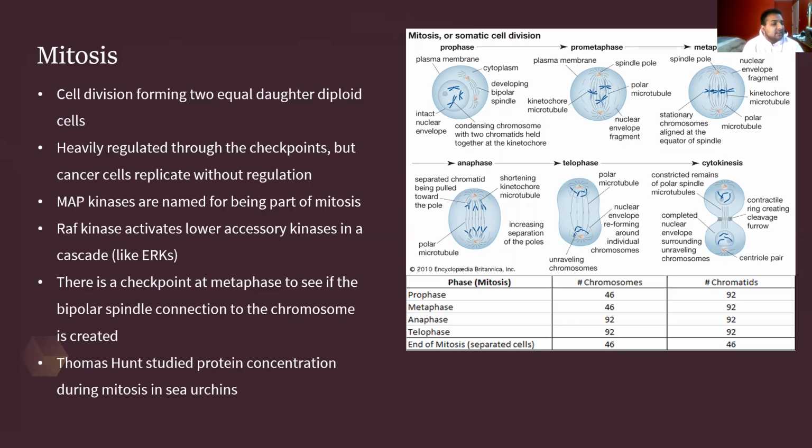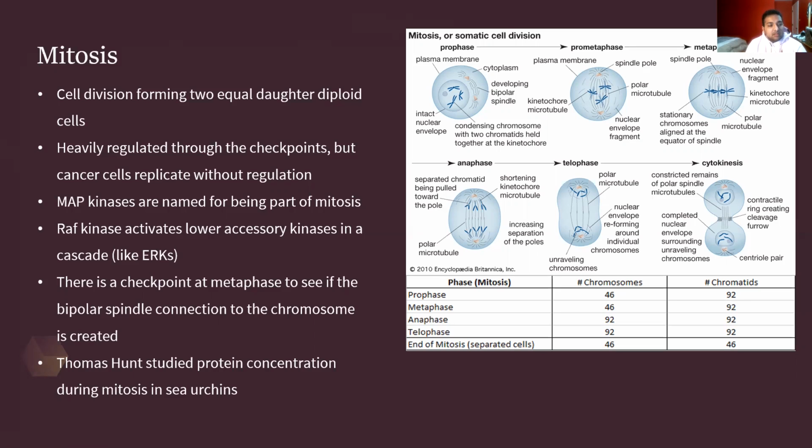RAF kinase, or RAF as they sometimes say, activates lower accessory kinases in a cascade, like ERKs. So one of the things I want to take a moment to explain is a cascade. A cascade is the idea of we have a parent function that activates 2 more functions, that activates 4 more, that activates 8 more. It's an exponential growth.